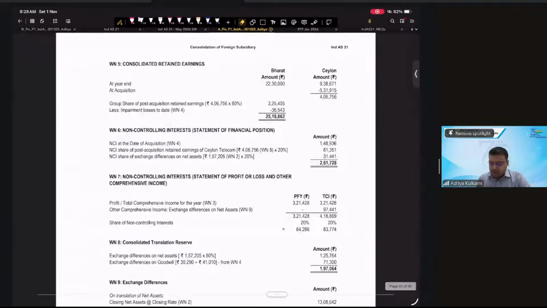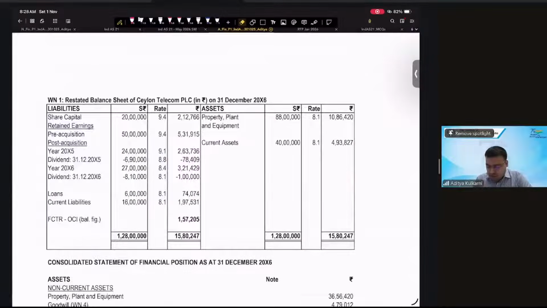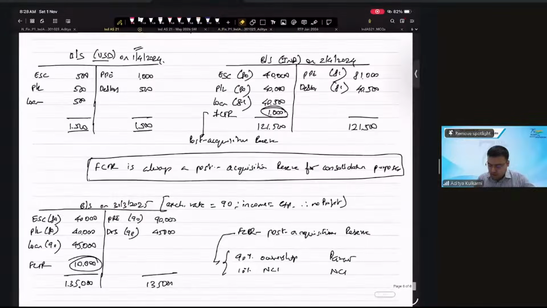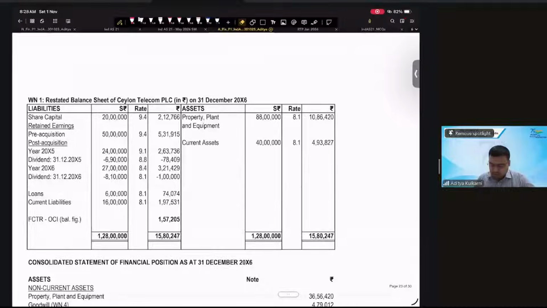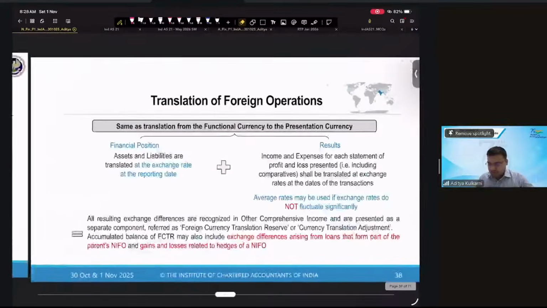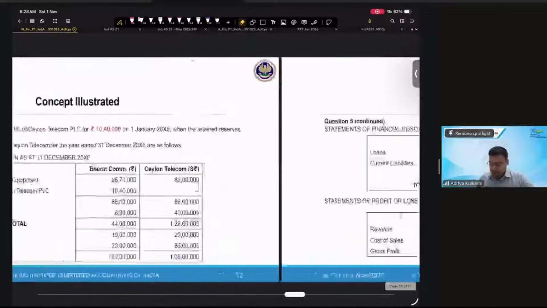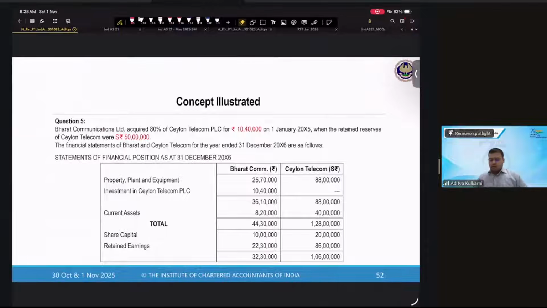So with this, let us start to read the question. This question is not there in the study mat or in the RTP. Okay, it's not there anywhere. So we shall just run through the question. Bharat Communications Limited acquired 80% of Ceylon Telecom PLC for rupees 10,40,000 on 1st January 20X5.